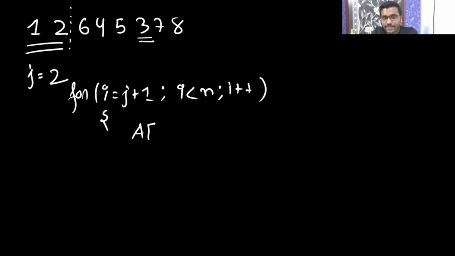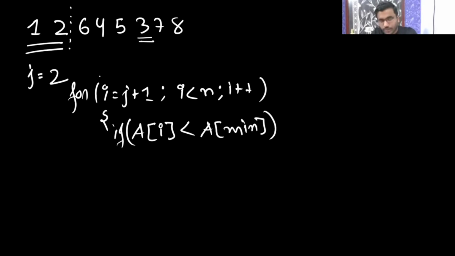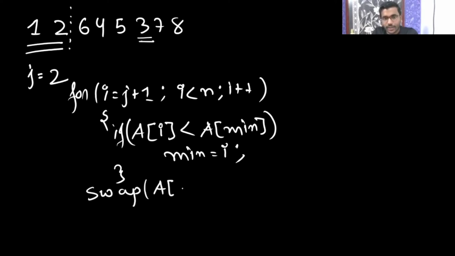So you will again check a of i. Is it smaller than a of min? If you say so, I will take the iteration. So min is going here, then i. Then after that, when this gets executed, I will swap a of j and a of min. So now take another one.